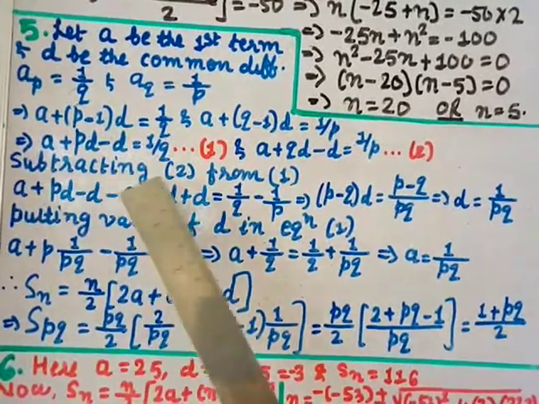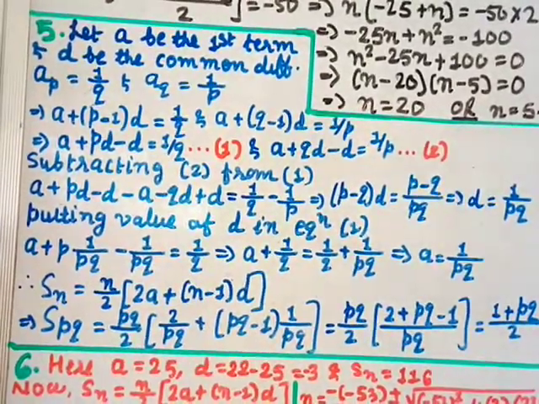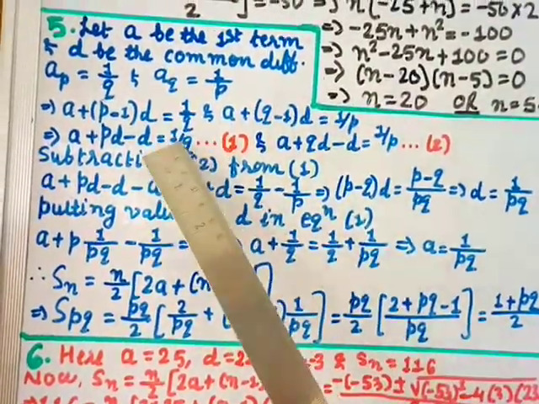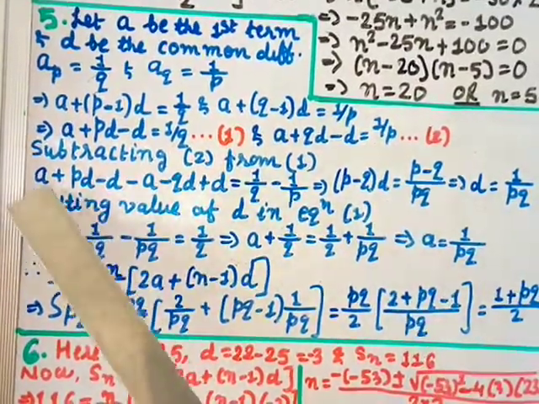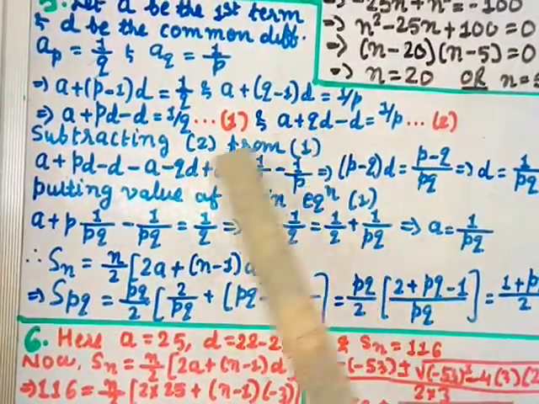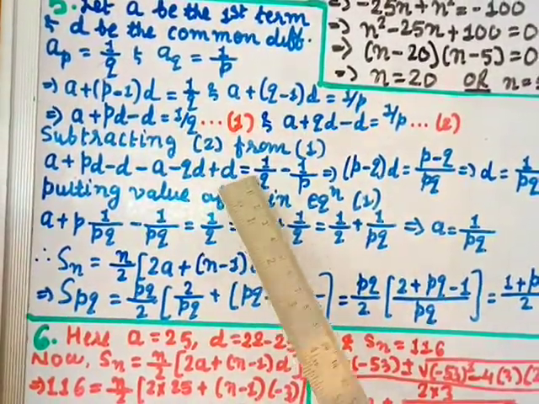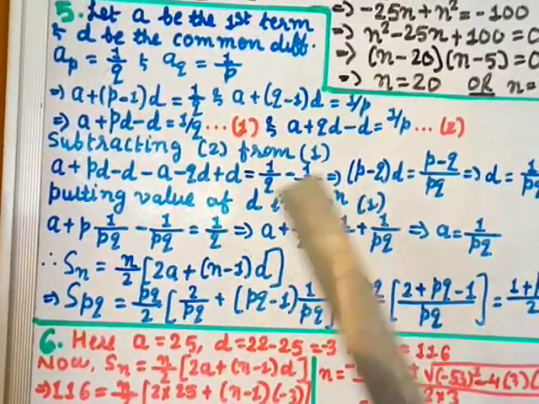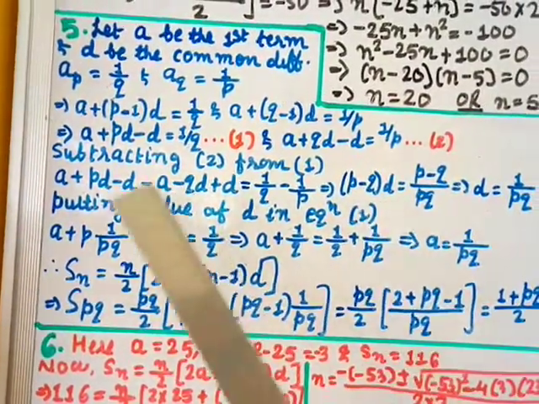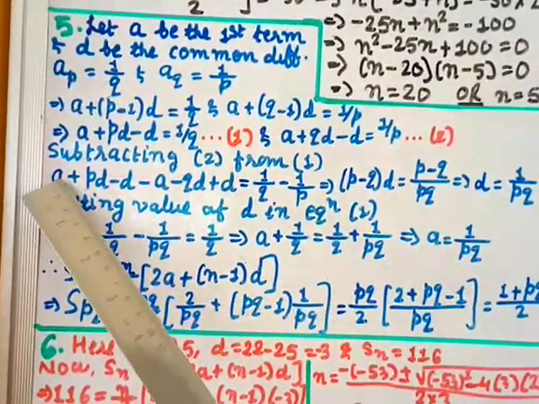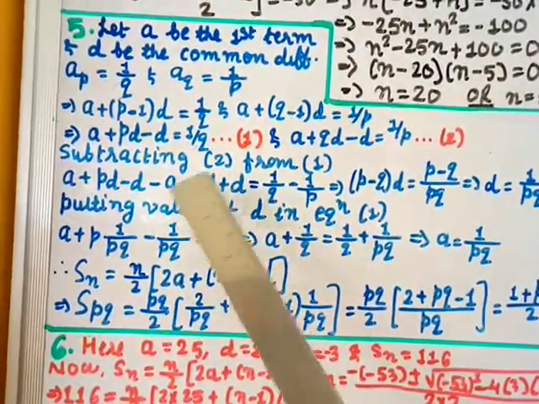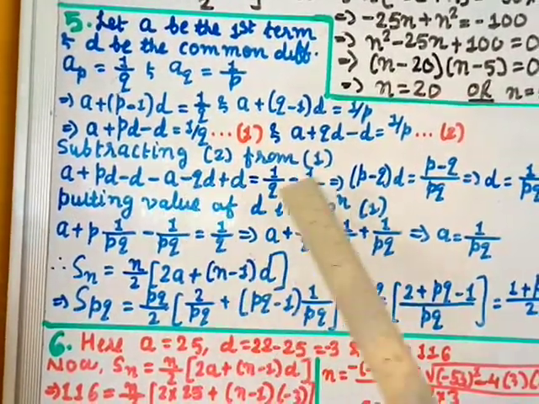Subtracting equation 2 from 1. First I write the left hand side minus the left hand side, equal to the right hand side minus the right hand side. So a plus pd minus d, minus a minus qd plus d, equals 1 by q minus 1 by p. This implies, now here pd and qd, from here I can take d common, so you get (p minus q). The a minus a cancels out, minus d plus d cancels out. So this side is only pd minus qd, and I have taken d common.